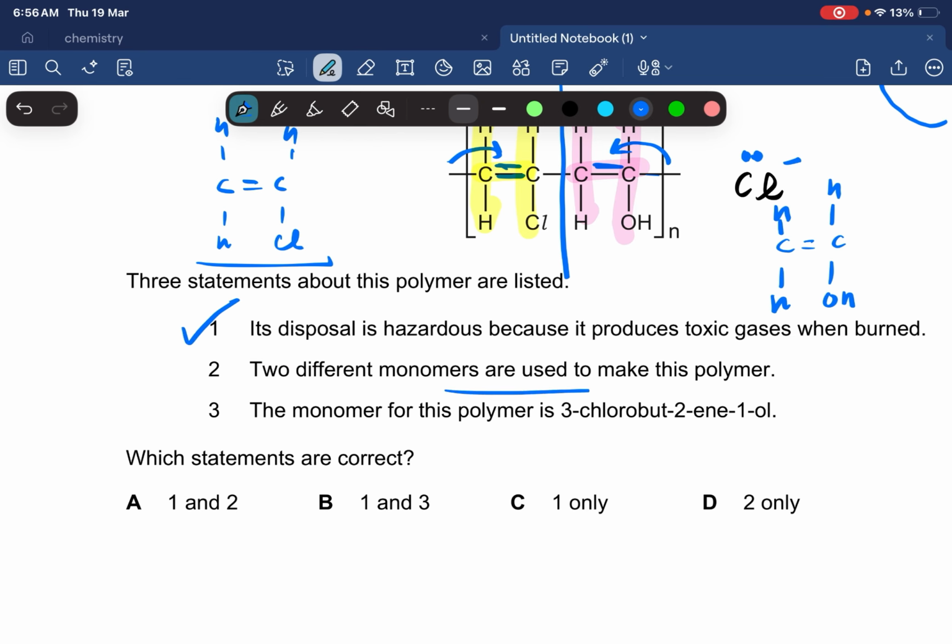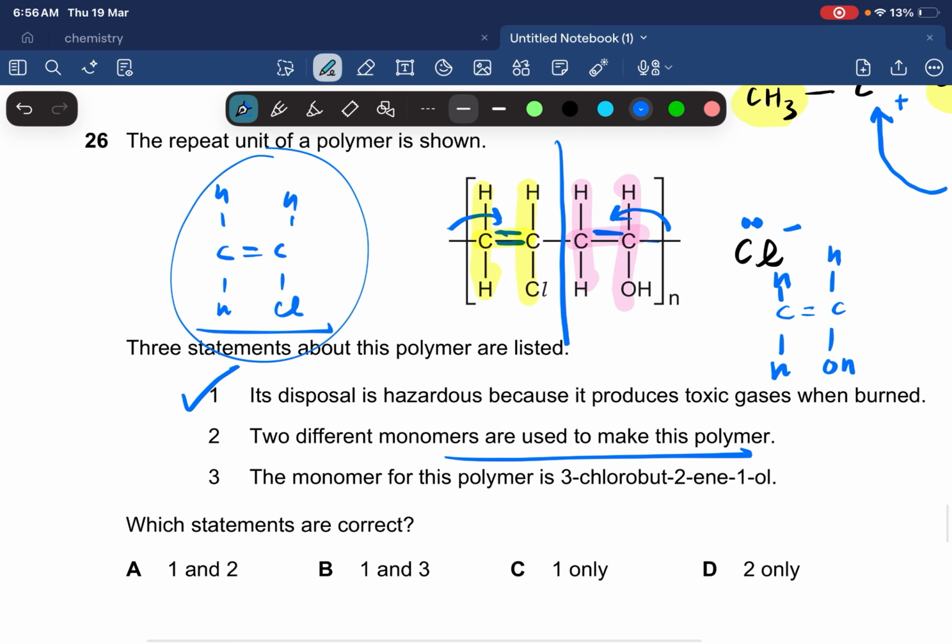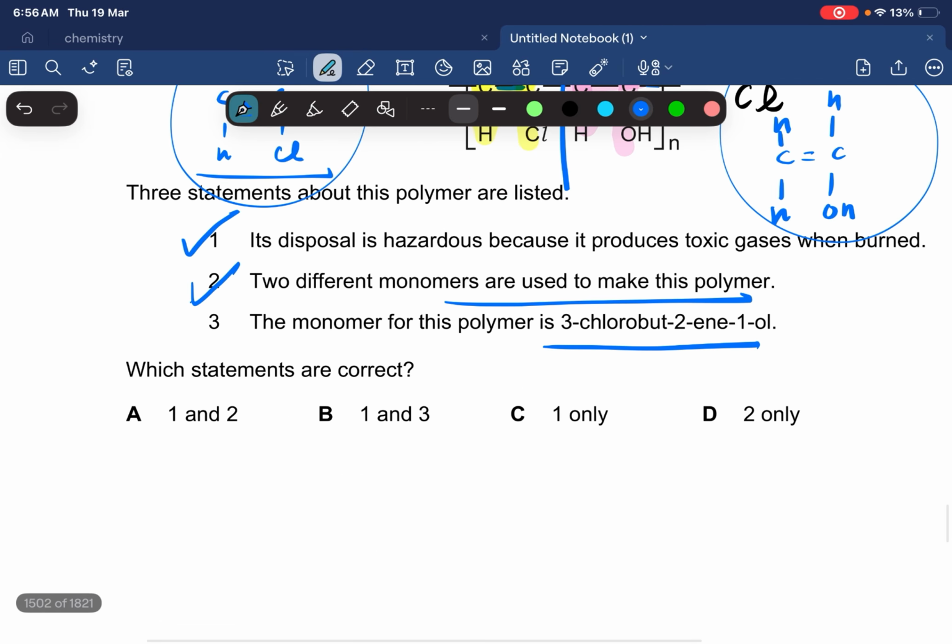Two different monomers used to make this polymer? Yes, I think two different, because I drew two different. The monomer for this polymer is 3-chlorobutene-1-ol. Let's draw this. So butene: 1, 2, 3, 4, butene, 1-ol, and then there is 3-chloro. Okay, so they're saying that this is the monomer of this.